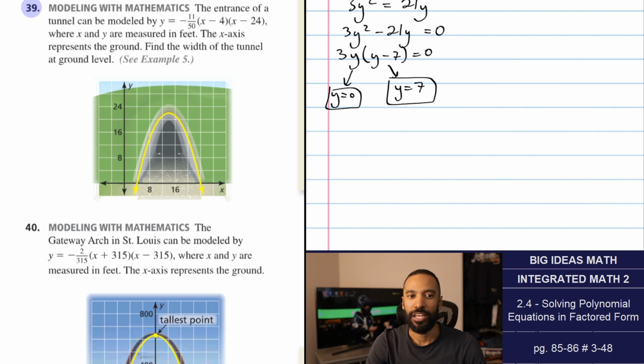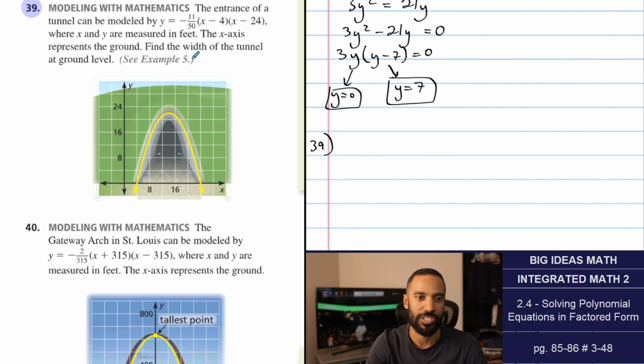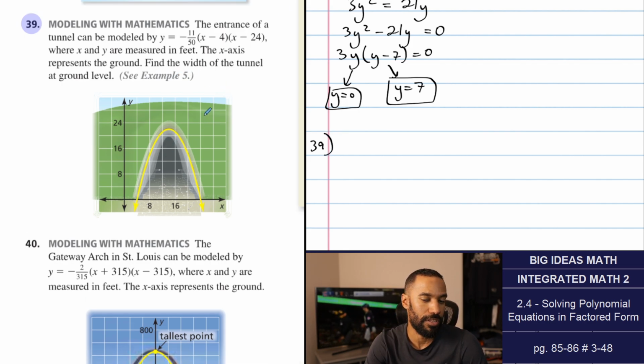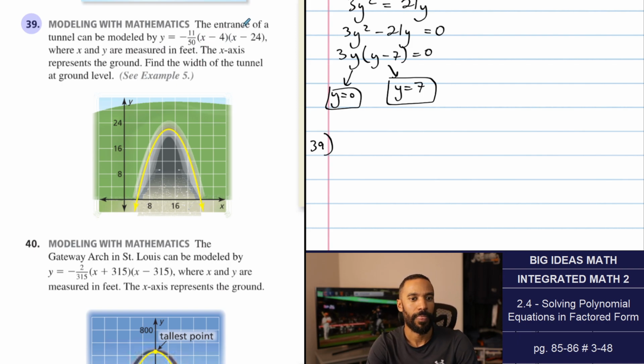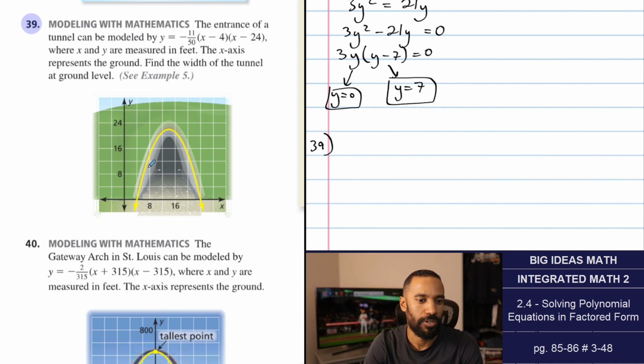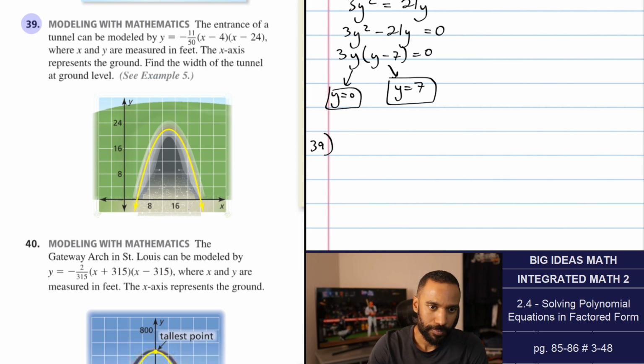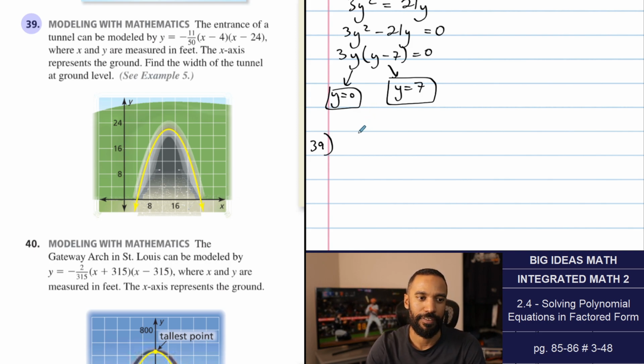All right, modeling with mathematics. We had one of these in our example set. So if you checked that out, this is going to look very familiar. In fact, they say see example 5 because it looks like it. All these are parabolas. They're all quadratics. The entrance of a tunnel can be modeled. I don't know if I want to drive in that. I might hit the sides. The entrance of a tunnel can be modeled by this equation here, where x and y are measured in feet. The x-axis represents the ground. Find the width of the tunnel at ground level.